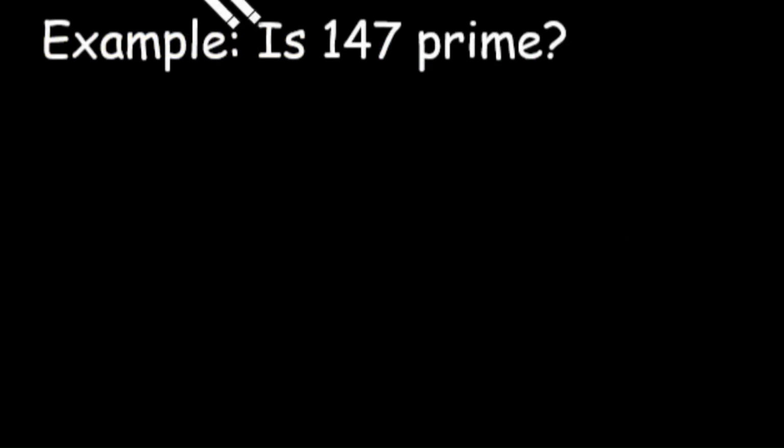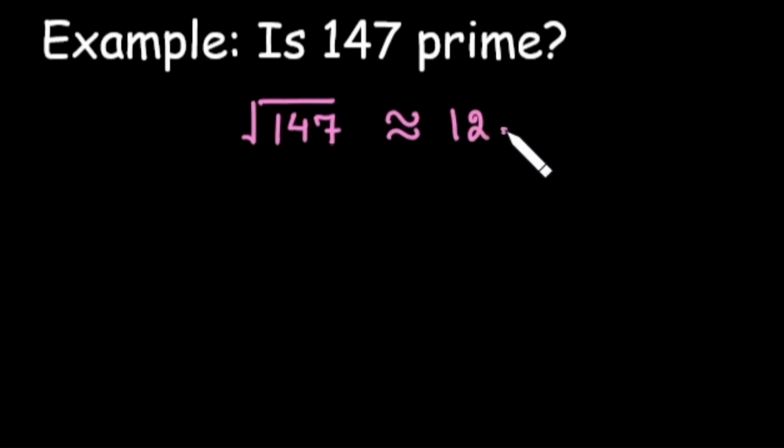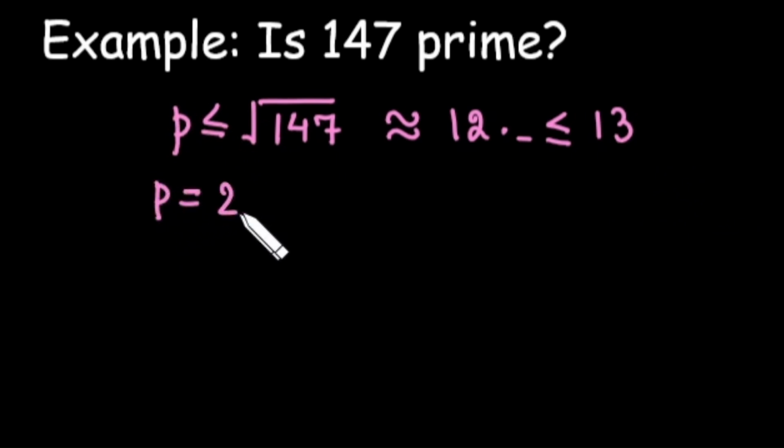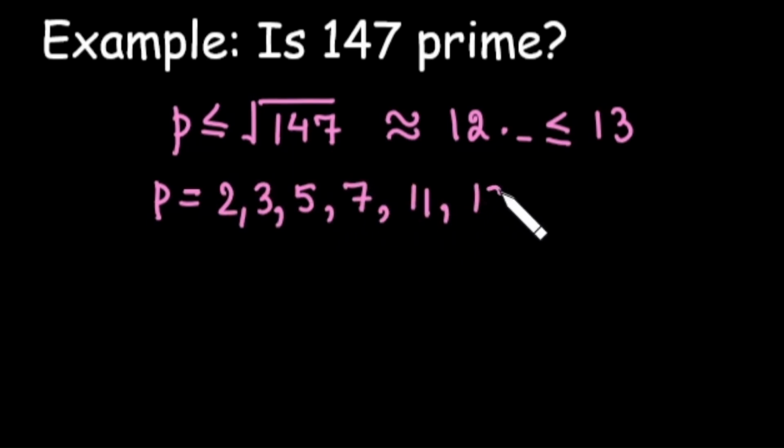Now let's take another example. Is 147 prime? Let's check it. First we will evaluate the square root of 147, which is near 12 point something, or we can say this is always less than or equal to 13. So we need to figure out the prime numbers less than or equal to 13. They are 2, 3, 5, 7, 11, 13.